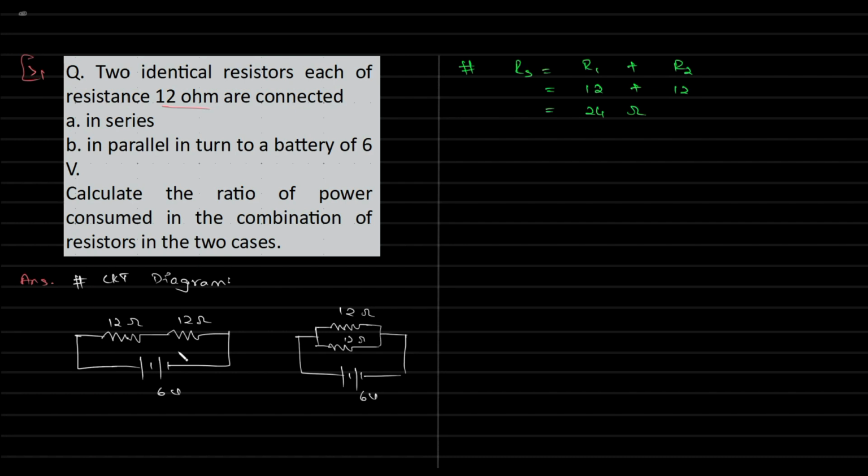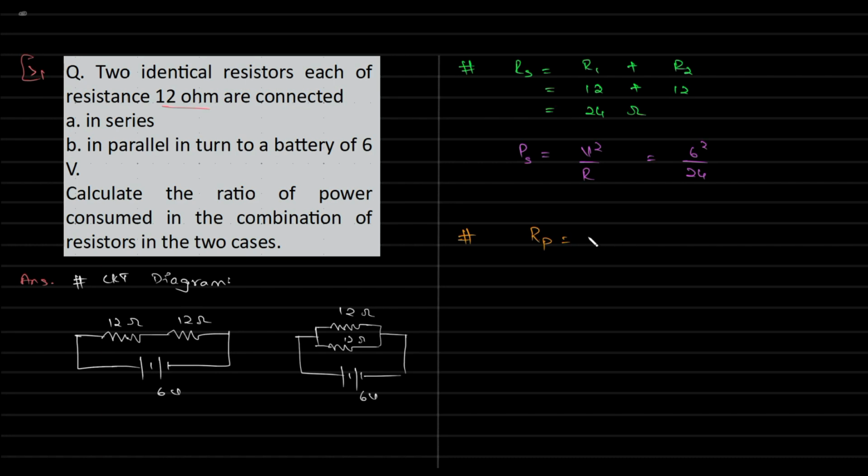Right? Then what is the power? Power is quite simple. V squared by R, is it not? So this is 6 squared by 24. Let it be. This is the power consumed in series. So next is the resistance in parallel.